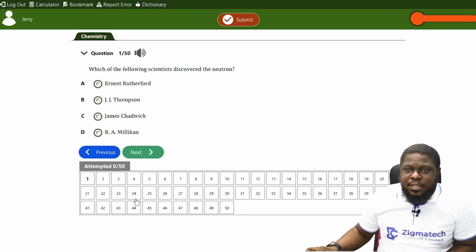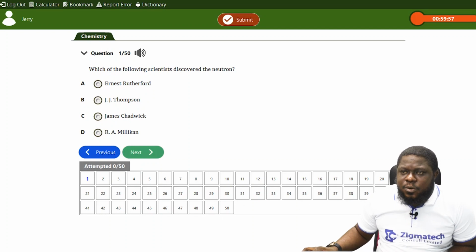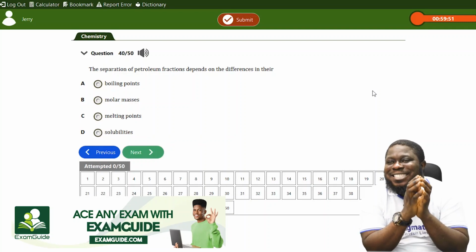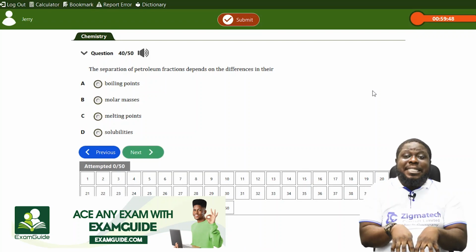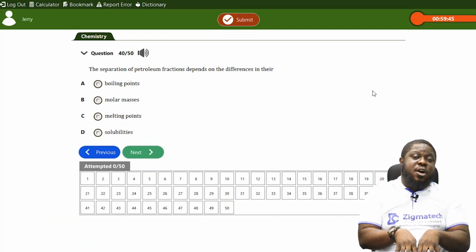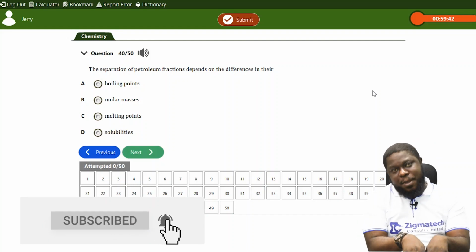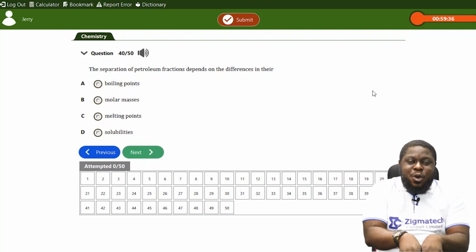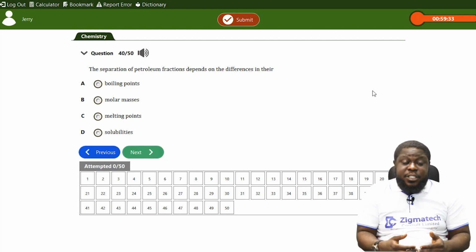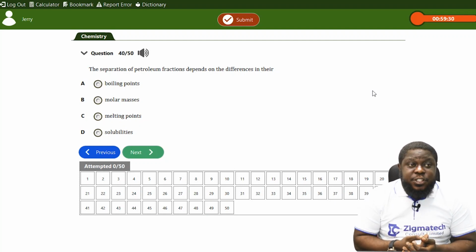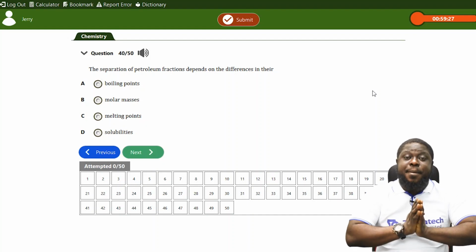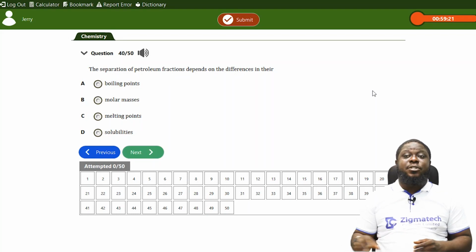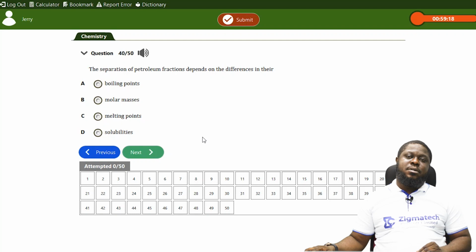Next one is 2009, number 40. Number 40 says, the separation of petroleum fractions depends on the differences in their... I just talked about it now. I told you that the products are separated into fractions based on boiling point. When it reaches the boiling point of kerosene, kerosene will come out. When it reaches the boiling point of petrol, petrol will come out. When it reaches the boiling point of diesel, diesel will come out. So now they're asking us that the separation of petroleum fractions depends on the differences in their boiling point.